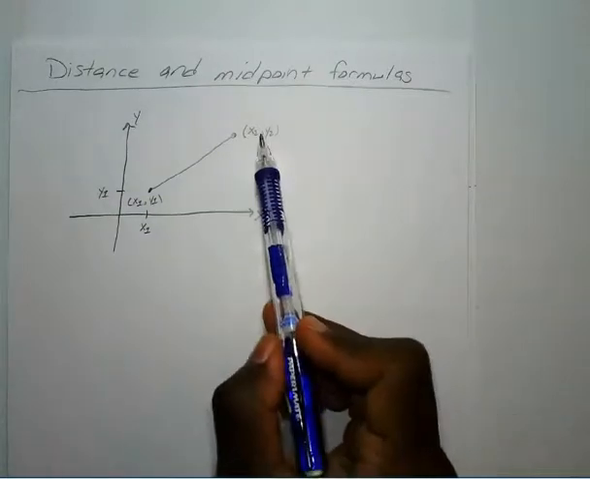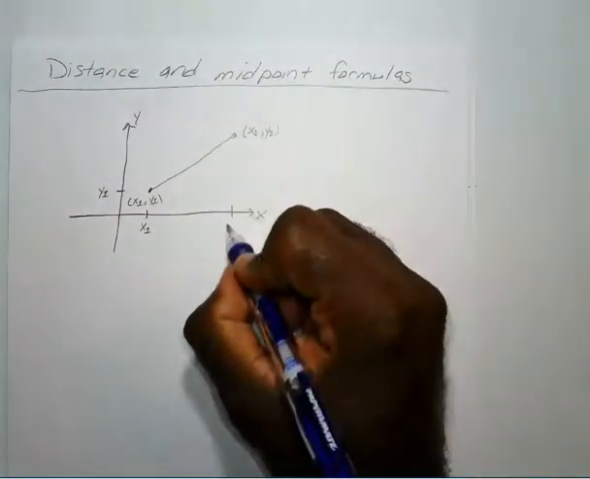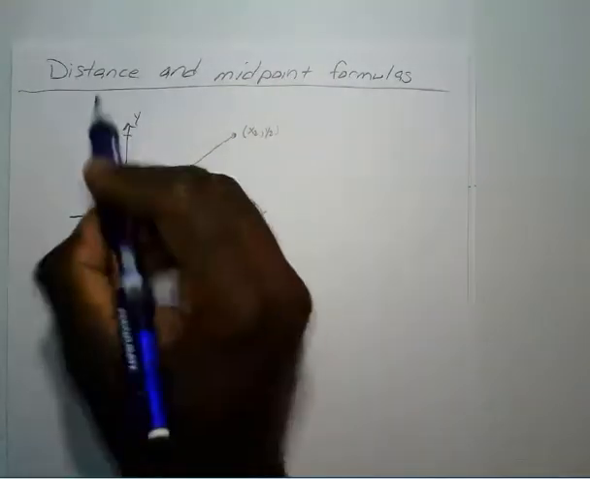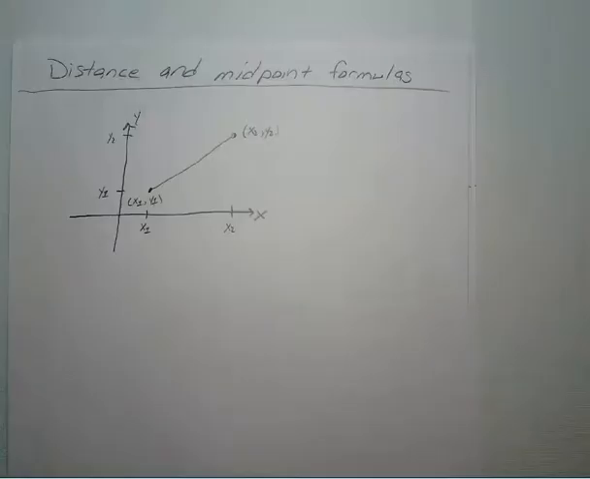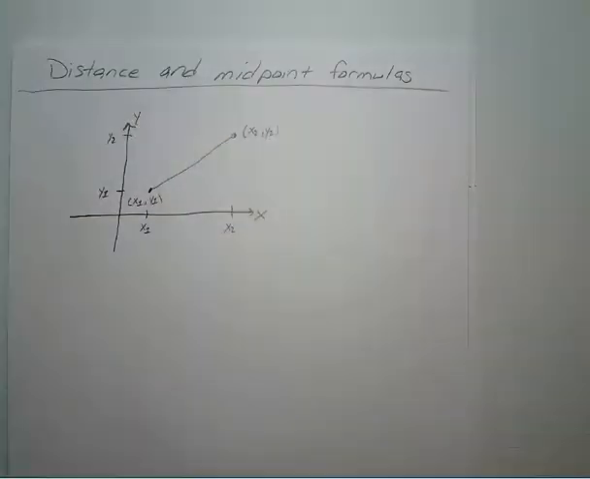Okay, same thing with x2, y2. That means your second x value is right here, and your second y value would be right there. Let me kind of clean that up a little. There we go.